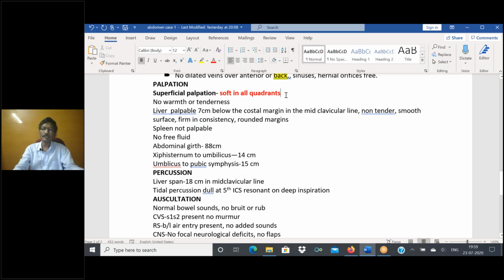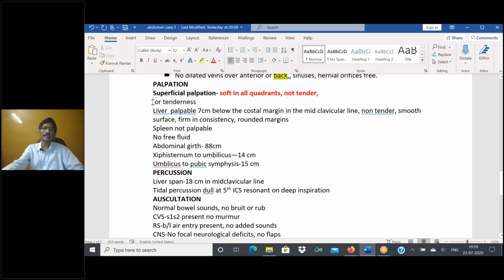So then, soft in all quadrants, then you will tell not tender. And warmth actually you do not tell, because the abdomen will be a little warm. I don't think it's that relevant. When fluid comes in, it becomes warm; normal palpation also it can be warm. So definitely you have to tell whether it's soft in all the quadrants and it's not tender. And if you tell it is soft, it means that it is not rigid. Okay. So this I'm removing.